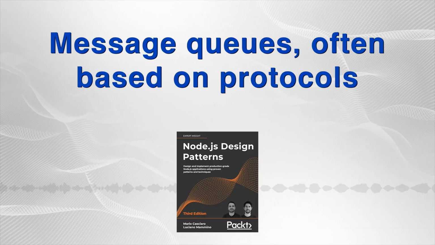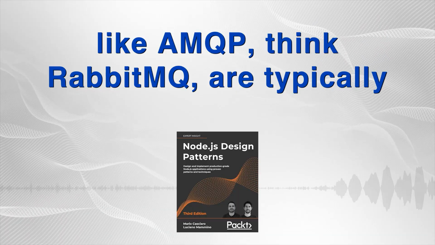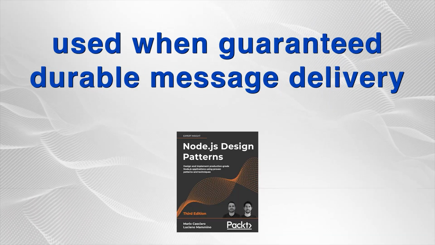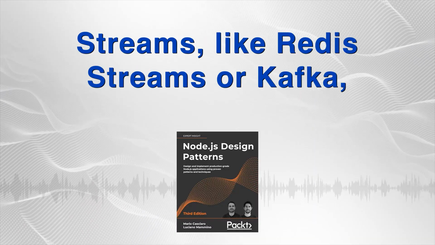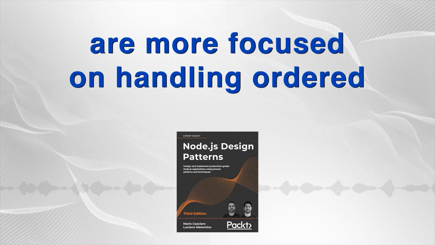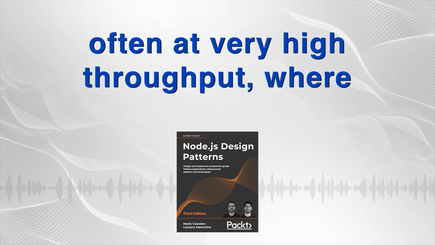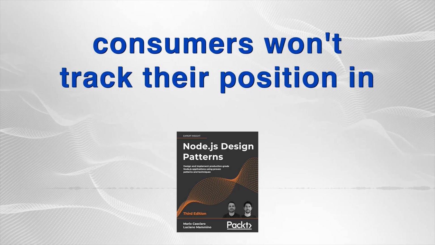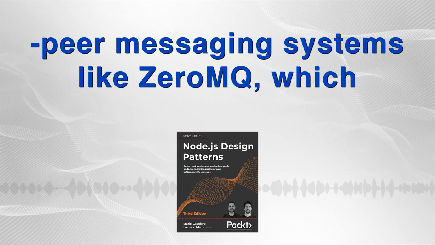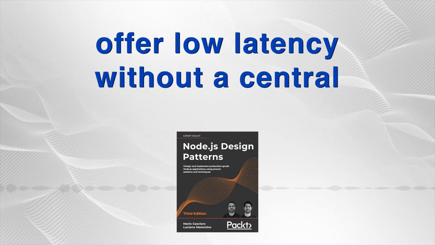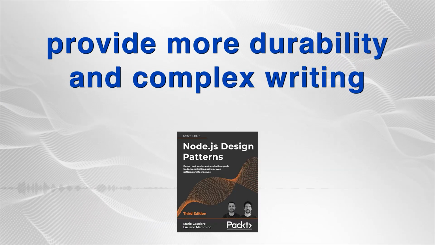Right. Message queues, often based on protocols like AMQP, think RabbitMQ, are typically used when guaranteed durable message delivery is paramount, even if a consumer is temporarily offline. Streams, like Redis streams or Kafka, are more focused on handling ordered sequences of events or data records, often at very high throughput, where consumers track their own position in the stream. The analysis also contrasts peer-to-peer messaging systems like ZeroMQ, which offer low latency without a central broker, versus broker-based architectures which provide more durability and complex routing options.